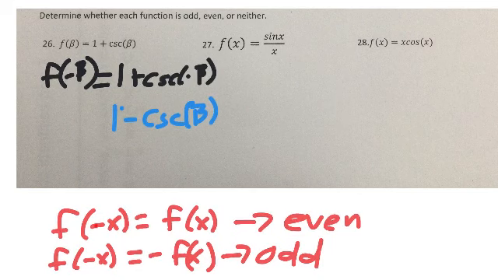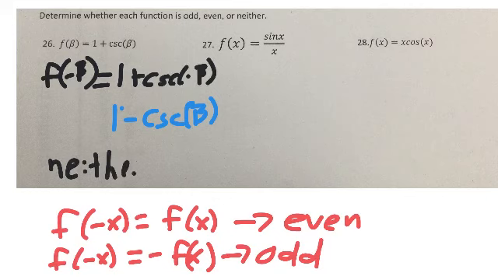So when I plugged in a negative, did it keep all of the signs the same? No, it changed this one. When I plugged in the negative, did it change all the signs? It changed this one, but it didn't change that one. So neither thing happened. My answer here would be neither. That's neither even nor odd.